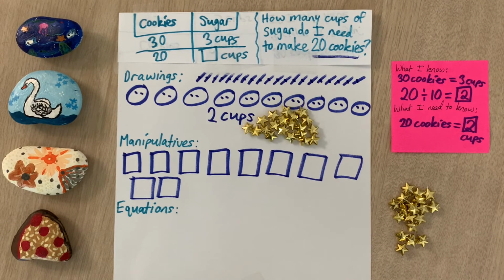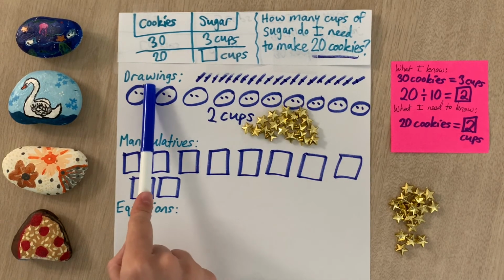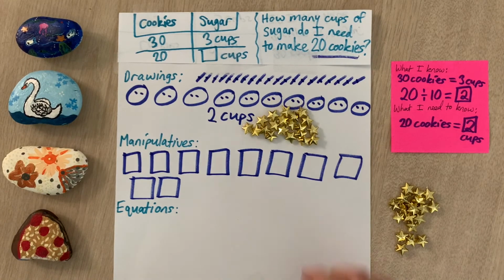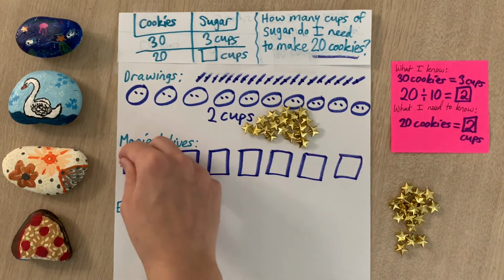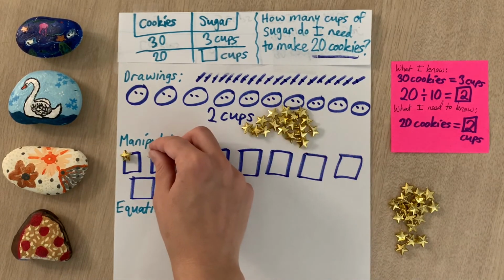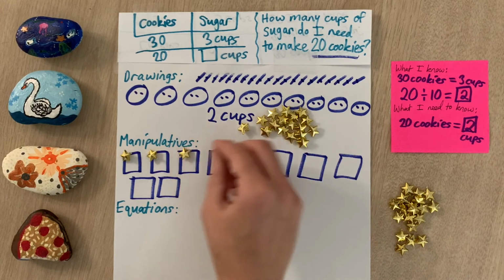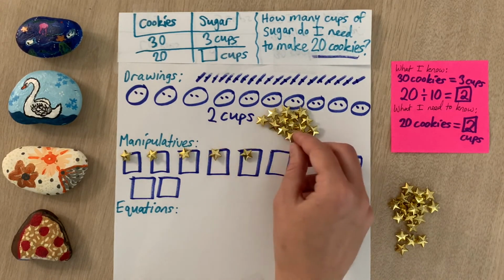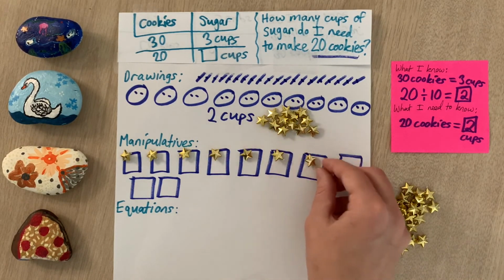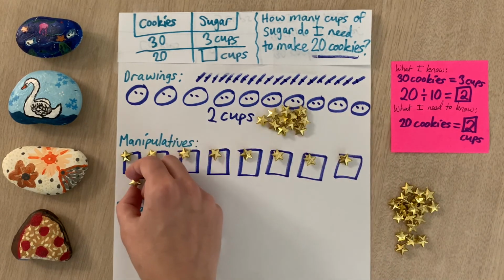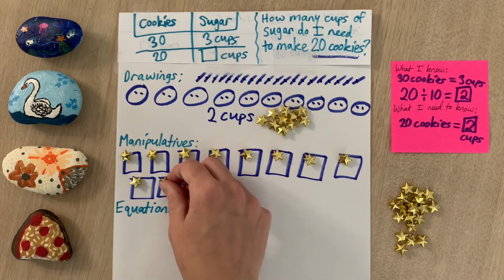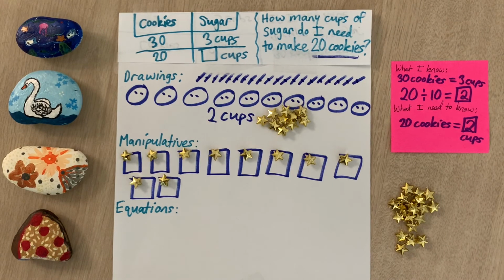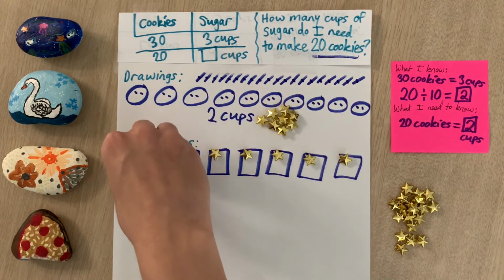We're going to follow the same process that we did for our drawings strategy, except using manipulatives. So I'll put a gold star in the first group, a gold star in the second group, a gold star in the third group, and so on and so on. So you can do the same with your beans, beads, stars, whatever you have. All right, after you're all done with your first group, all the way to the 10th group, you're going to start with giving a second star to each group.